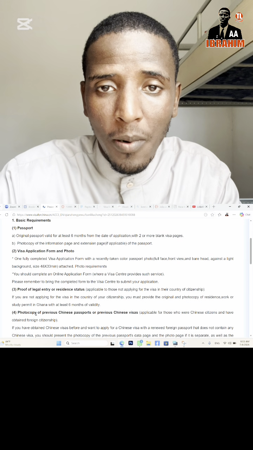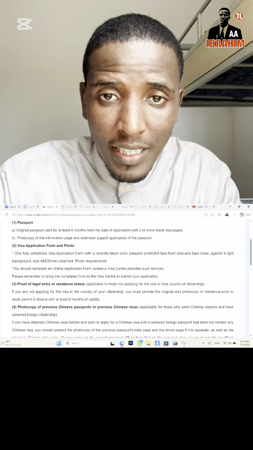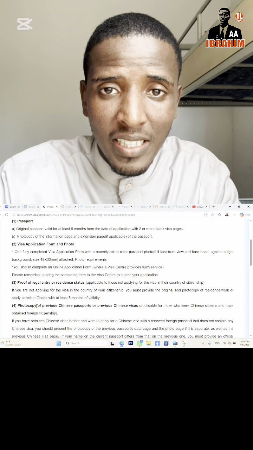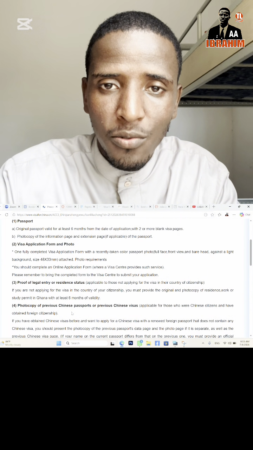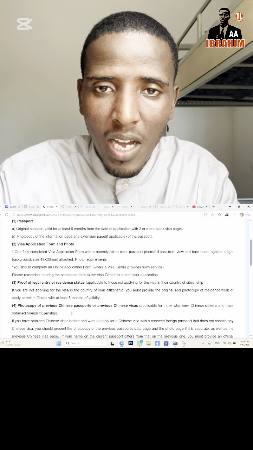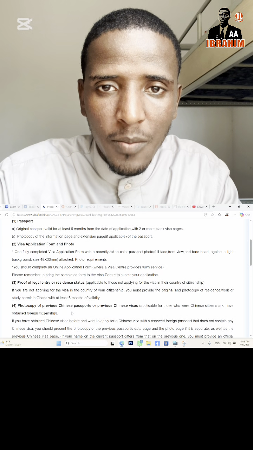This one, it doesn't apply to many of you. This means somebody who is not a Ghanaian and the person is in Ghana and wants to apply for Chinese visa, then that person needs to show that he is having a legal status in Ghana. It means he's supposed to have a residency permit, Ghana residency permit.